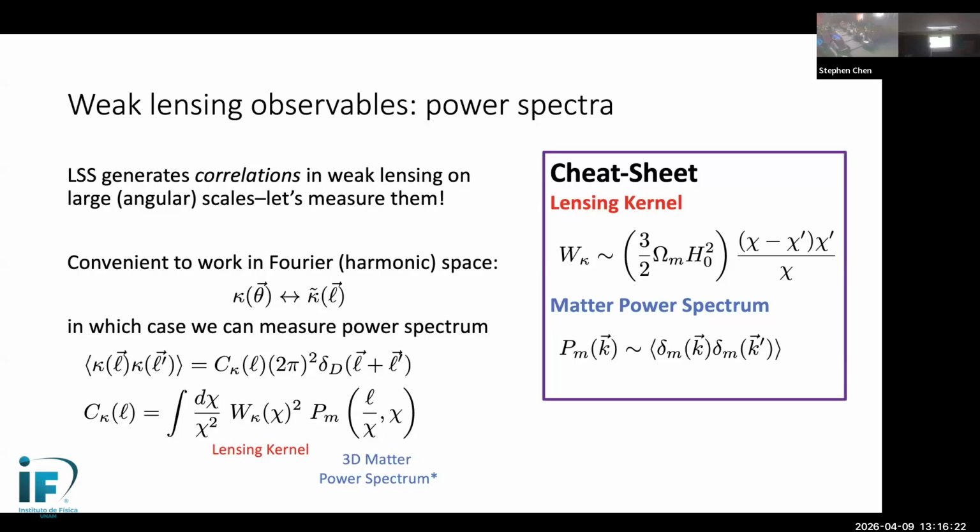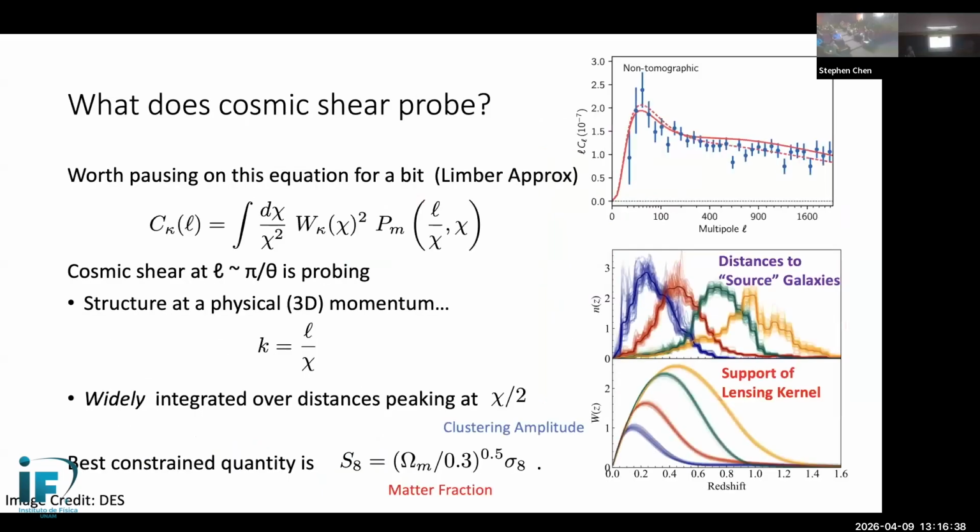You can see that I've transitioned from L, which is an angular coordinate, to a three-dimensional momentum K. These two ingredients, when integrated together, tell me how much weak lensing clustering there is at any scale. Just to pause a bit on the so-called Limber approximation. Here, just to give you an example, I've taken a measurement of this weak lensing power spectrum from the DES Year 3 survey. You can see that there's a very nice measurement of this signal over many angular scales, where L corresponds roughly to pi over theta in terms of the angular scale you're probing.